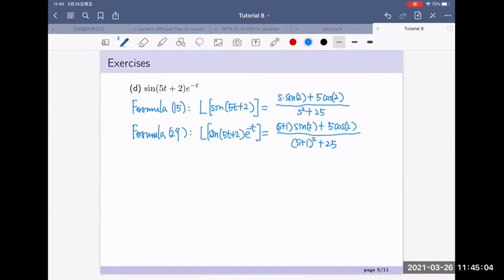So I would require you to write down the formula you use. When you do such questions, please write down which formula you use, because there are various different formulas. If you don't mention which formula you use, other people cannot understand what you write.